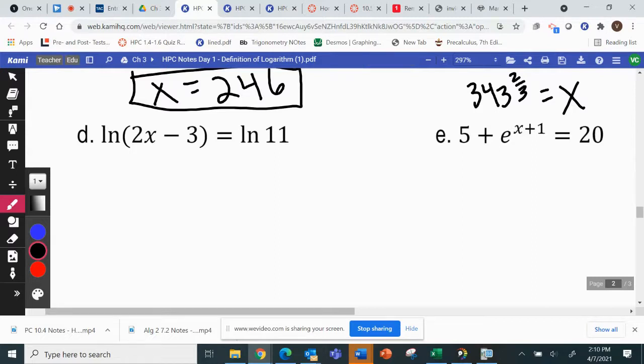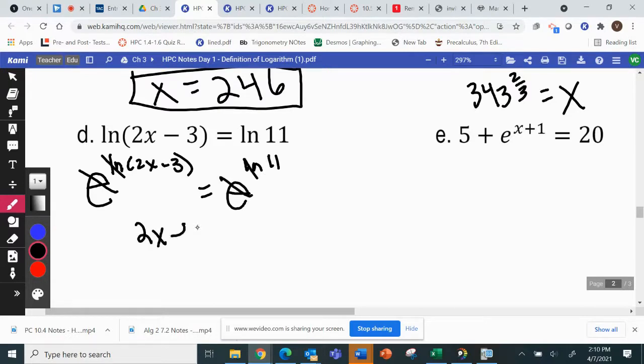What do I do to both sides if it's in logarithmic form? It starts with an e. You're going to exponentiate, but what should the base be? E. Is that what you're going to say? E. So I'm going to do e to the ln of 2x minus 3 equals e to the ln 11. Well, the e on both sides cancels with the ln on both sides. We get 2x minus 3 equals 11. And then from there, just solve that equation and check it.